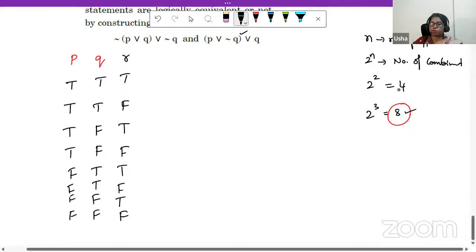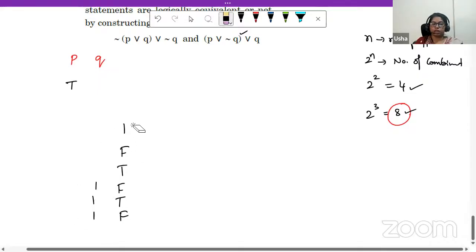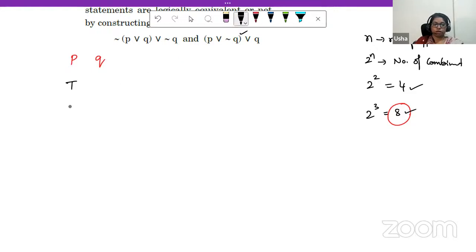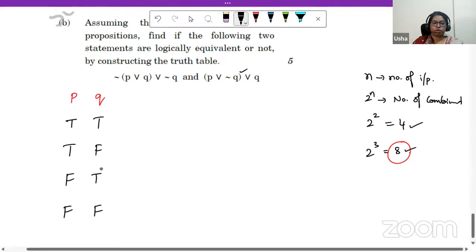If it is only 2 inputs P and Q, then only 4 are required. And I told you how to write. 2T, 2F in the first column, TF, TF in the second column. T, T, F, F, TF, TF. Now write what all is required.